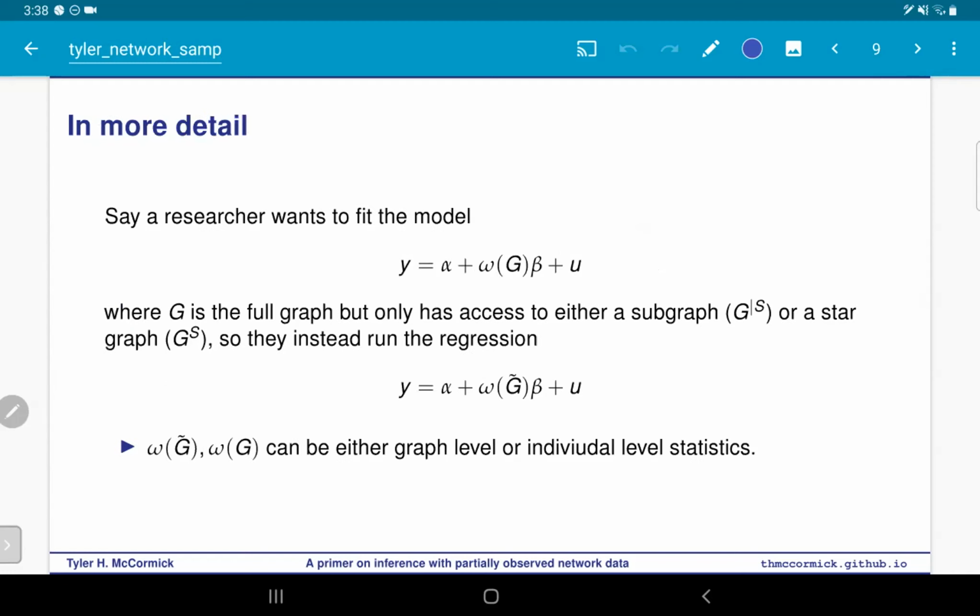So just to be more specific, let's say that a researcher wants to fit a model where the outcome of that model is some value y. We're going to assume it's continuous here just to make things a little bit simpler.